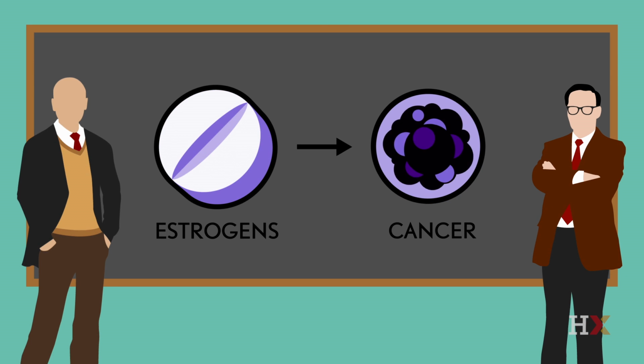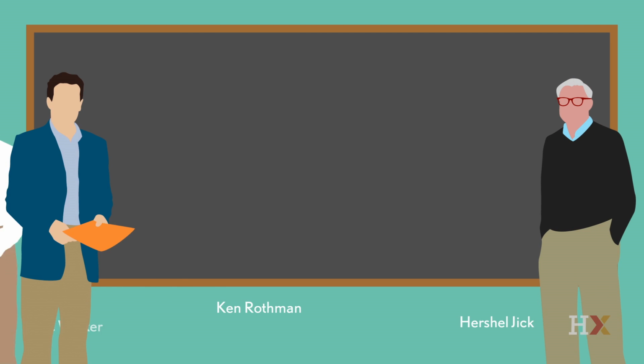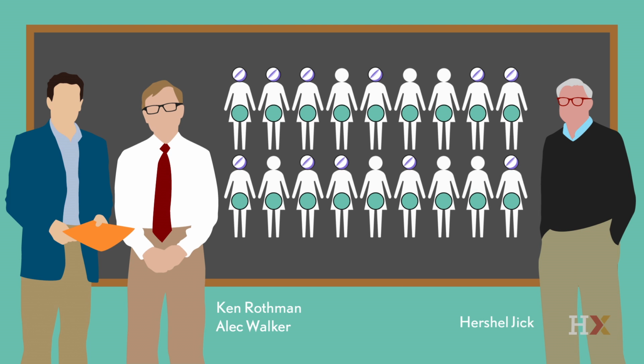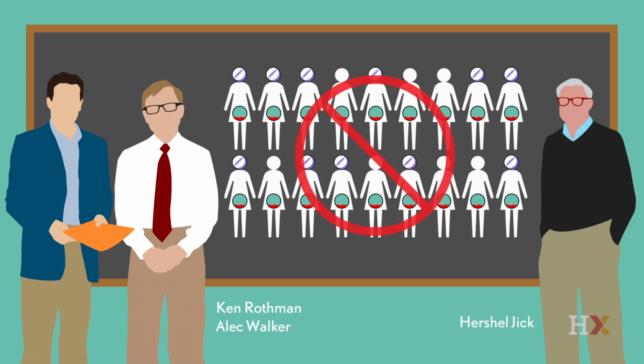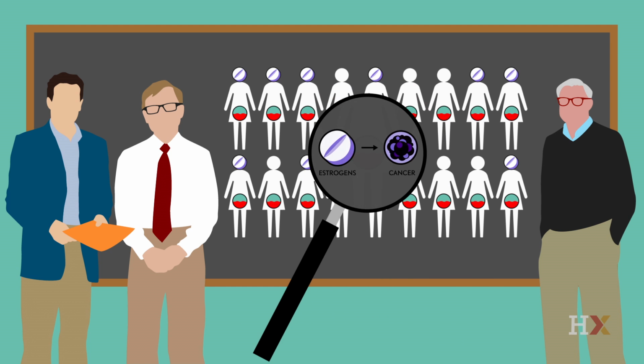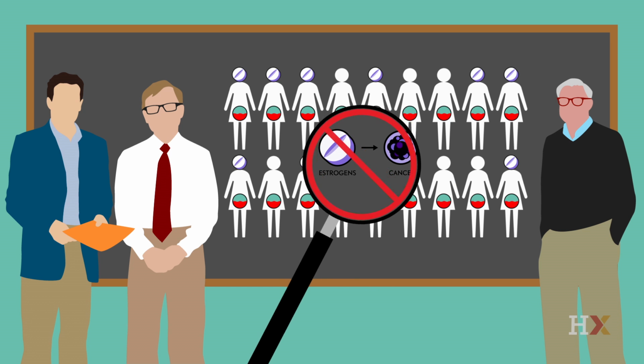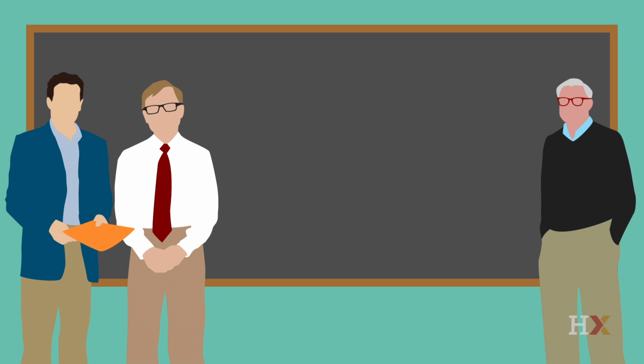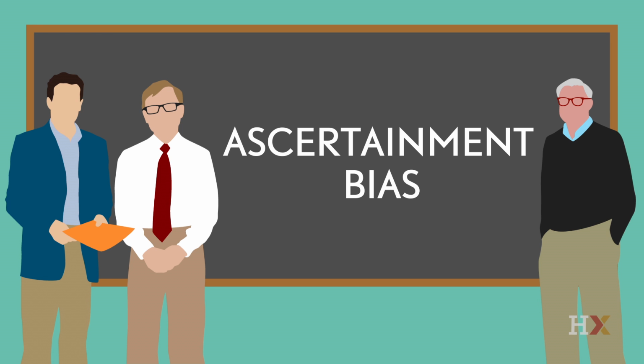But there were other equally prominent investigators who disagreed. People like Herschel Jick, Ken Rothman, and Alec Walker from Boston University and Harvard University said that restricting to women who bleed was not the solution. They argued that we would find an association between estrogen and cancer diagnosis, even among women who bleed, and even if estrogens don't cause cancer. As a consequence, if that was true, then the approach proposed by the Yale investigators could not truly distinguish between the two possible explanations. We would still have some form of ascertainment bias.